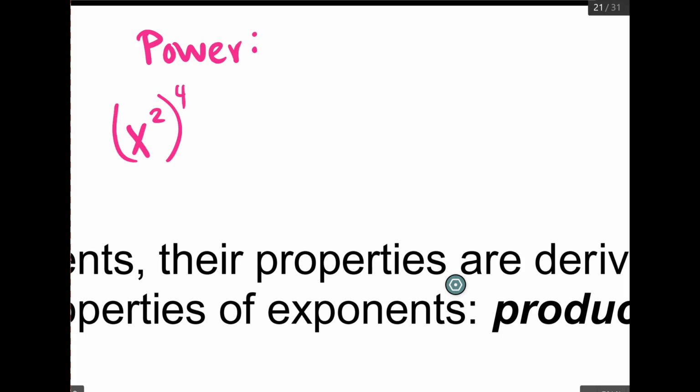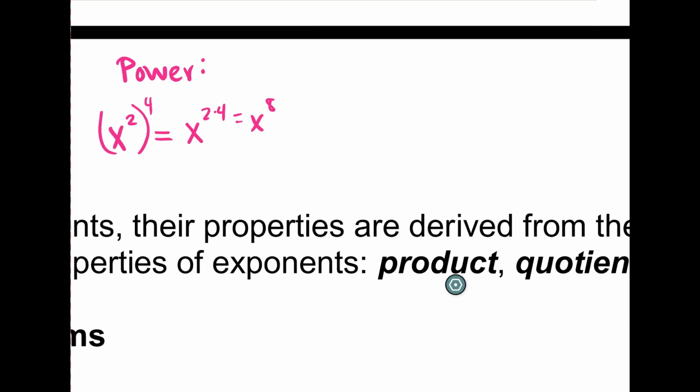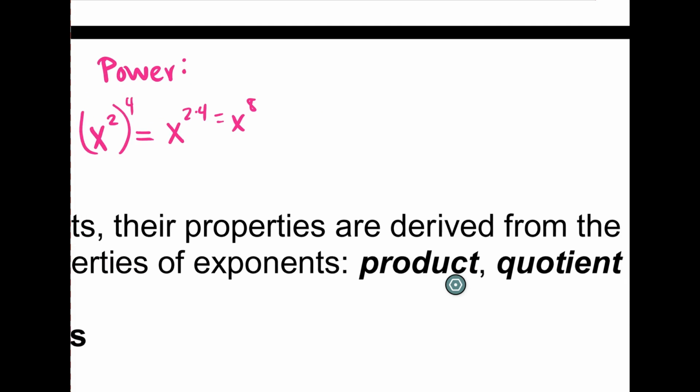Okay, so let's talk about properties of exponents. So for instance, the power property. Alright, this lag isn't too bad. So if I had x squared to the 4th power, how do I solve this? Multiply. Exactly, x to the 2 times 4, which is just x to the 8. Okay. So that is the power.